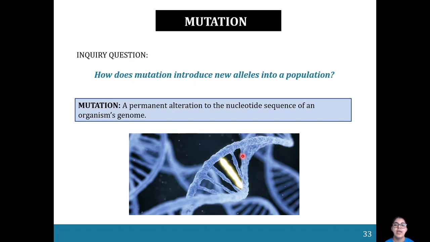So here we are. The inquiry question is, how does mutation introduce new alleles into a population? Remember, a mutation, firstly, is a permanent alteration to the nucleotide sequence of an organism's genome. This is where natural circumstances or their own system leads to the alteration of someone's own nucleotide sequences, which then changes the proteins that they are able to make.